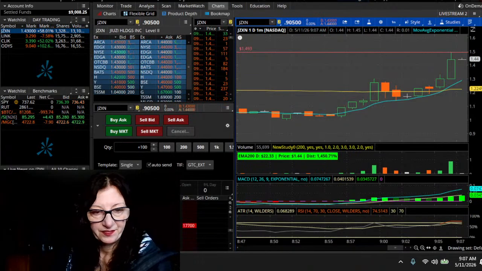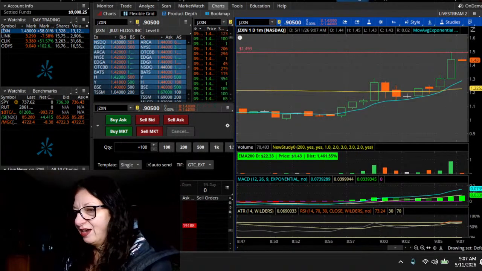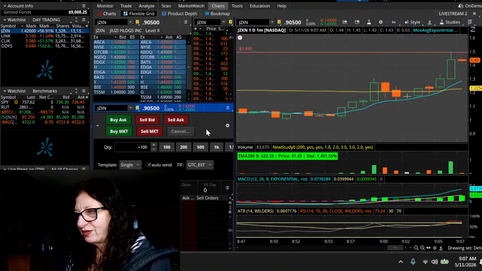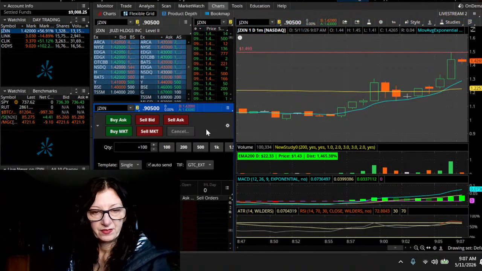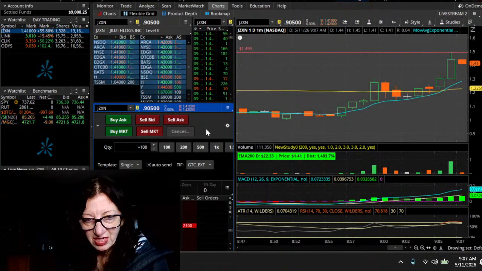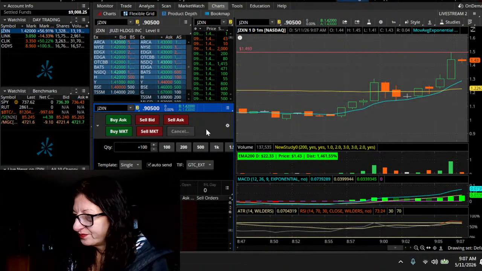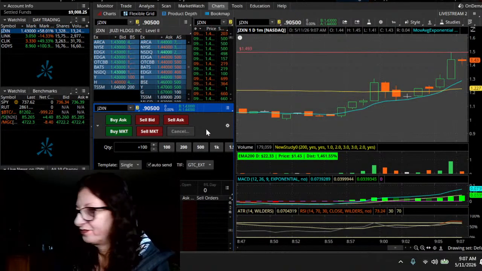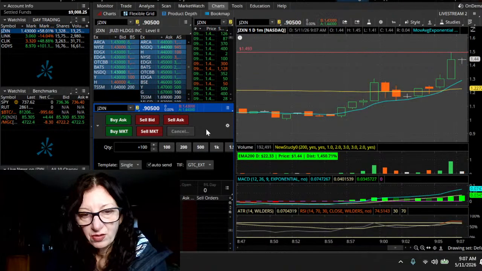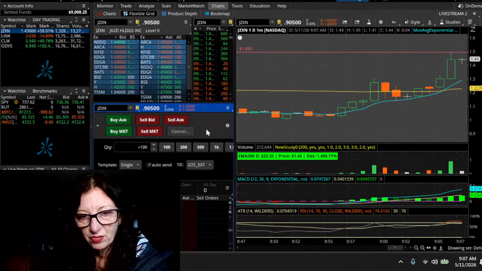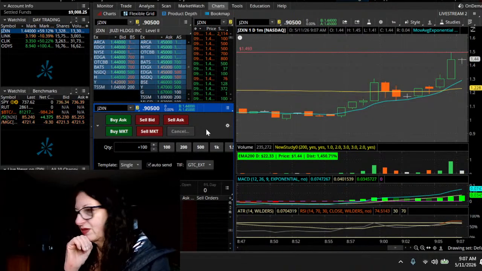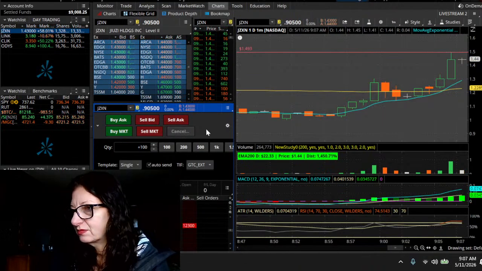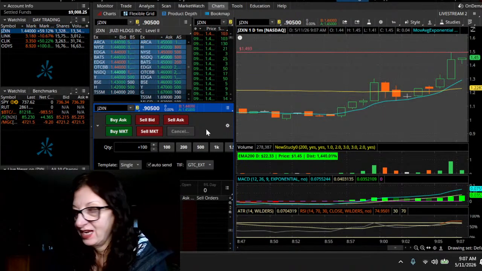JZXN. I have traded JZXN before. Looks like it's a pullback to the 9 EMA on the 10-second. I'm wondering if this is going to be a micro pullback breakout. We're more than halfway through the candle.